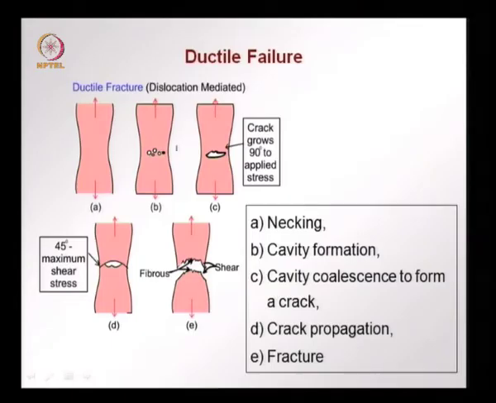These cavities link to form a crack. This crack now grows 90 degrees to the applied stress. This crack now grows laterally in this case, and then as the crack reaches the ends, we have slip occurring at 45 degrees, which is the direction of the maximum shear stress, and we have now a curved failure occurring like what is shown here. We have the crack joining together with an inclined slip plane around the circumference if it is a circular specimen.